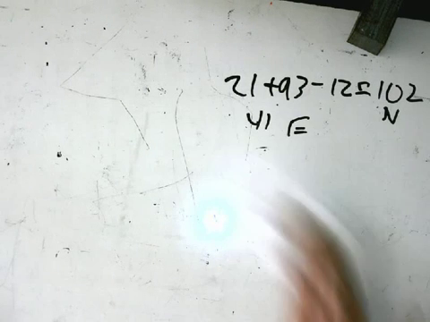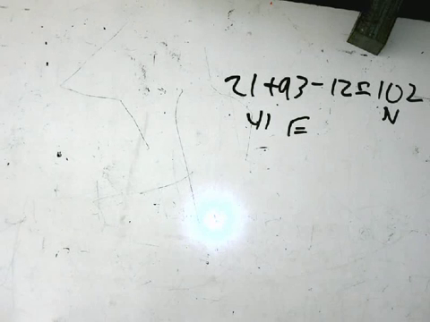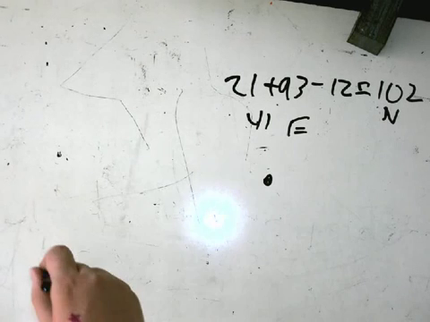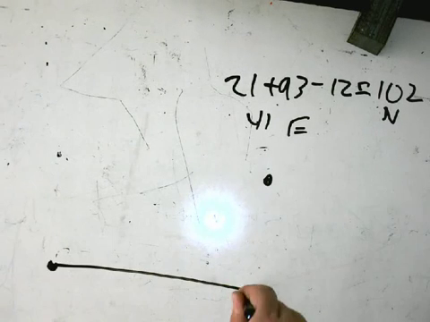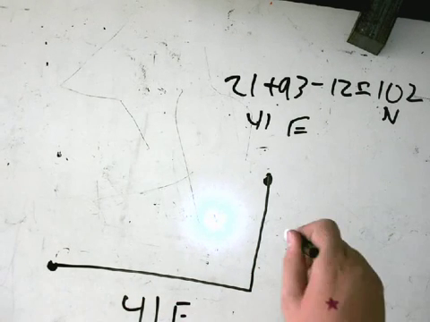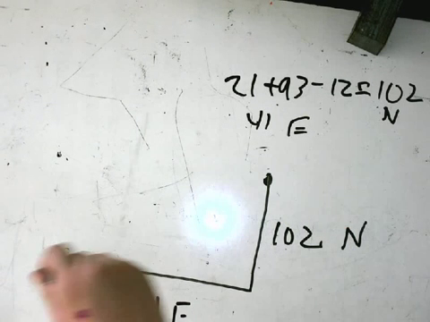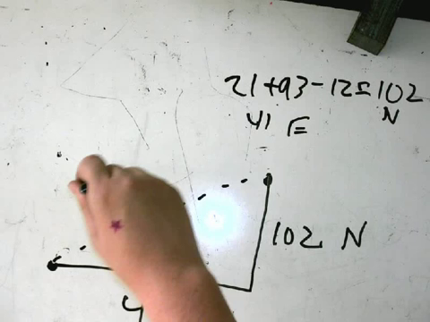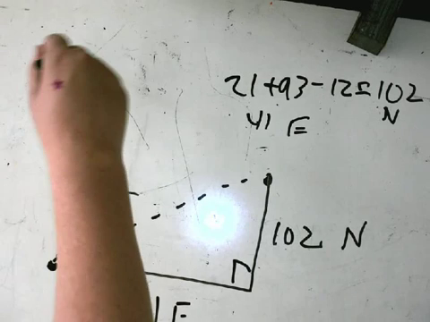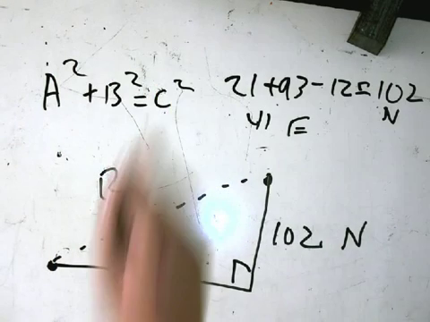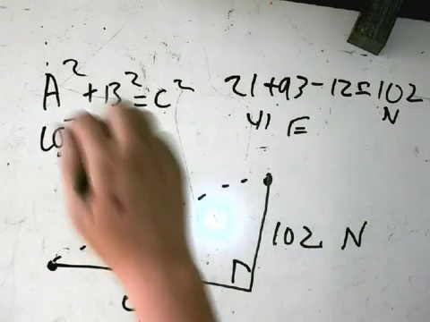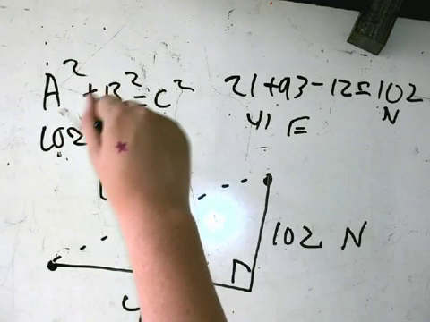Alright, so starting at Mr. McNeil's room and going to the Tardy cart, we have traveled, this is absolutely not to scale, 41 steps east and then 102 steps north. So for our resultant, this is our 90-degree angle. Again, we go back to the Pythagorean theorem, a squared plus b squared equals c squared, to figure out what the resultant is. So we do 102 squared plus 41 squared, all that, equals some r.